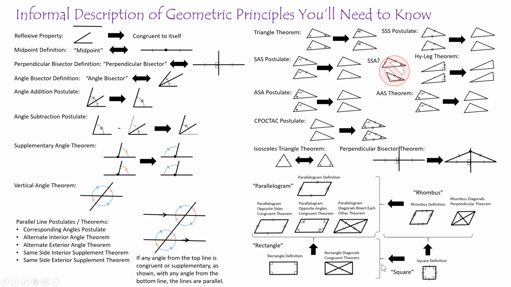And then a square is both a rectangle and a rhombus. So all this is true about a square. So this is it. These are pretty much everything you need to know to be able to do the proofs in your geometry class.